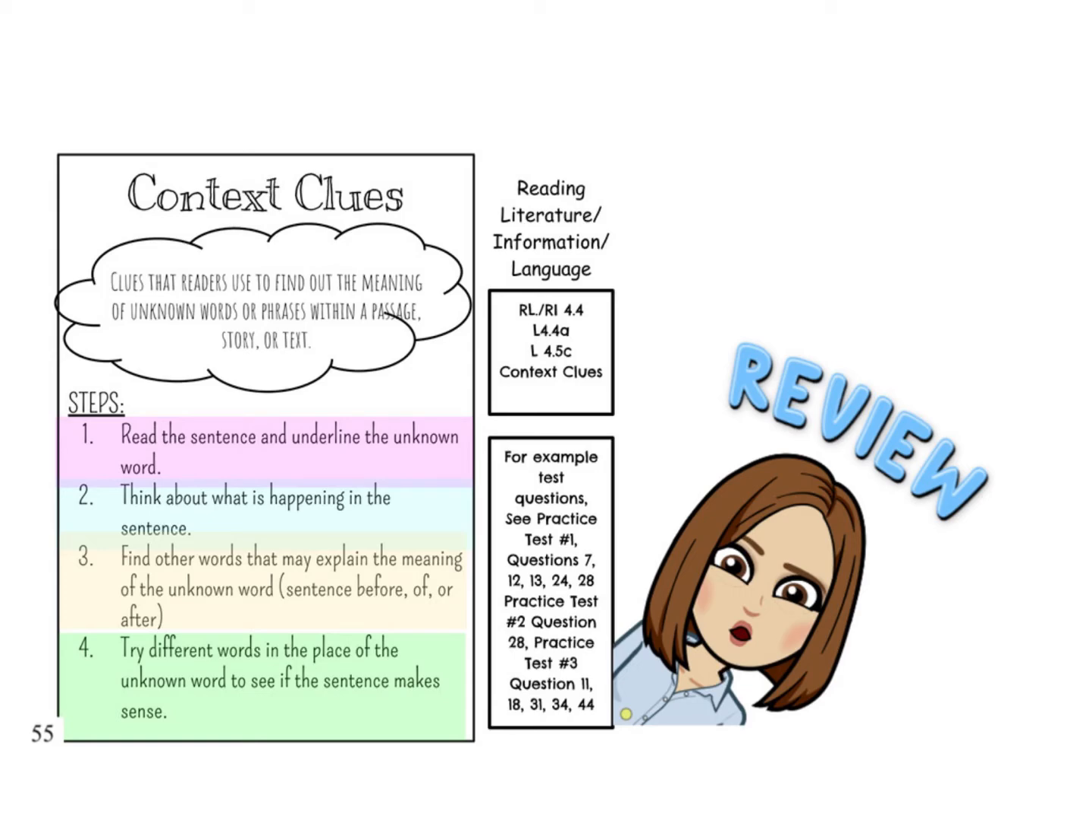As you know from yesterday's lesson, growing readers follow 4 steps when they are trying to figure out a word they do not know. The first thing they do is they read the sentence and in their brain they underline the unknown word. Then they think about what's happening in the sentence. Thirdly, they find other words that may explain the meaning. Sometimes it might be inside the word, sometimes it might be before the word, and sometimes it might be after the word. Lastly, they think, what are some other words that I might know that mean the same? And they plug it in.